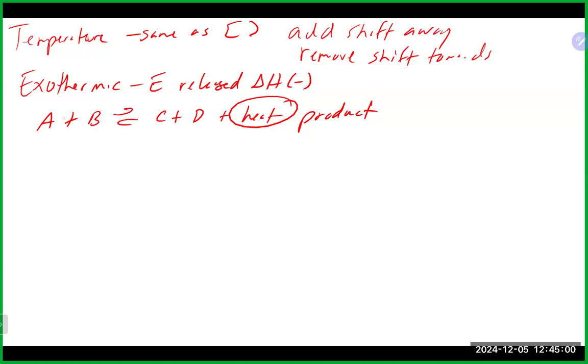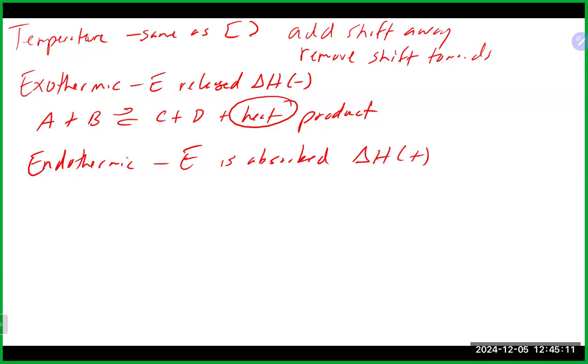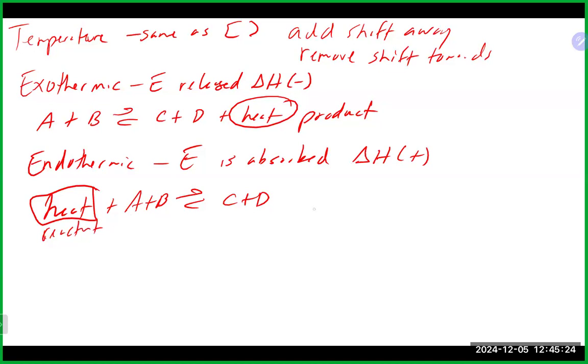And if you have an endothermic reaction, that is when energy is absorbed. That is a delta H of a positive number. And that is when we consider heat and energy as a reactant in this case. And in an endothermic reaction, if you increase the temperature, it will shift to the right. In an endothermic reaction, if you decrease the temperature, it will shift to the left.